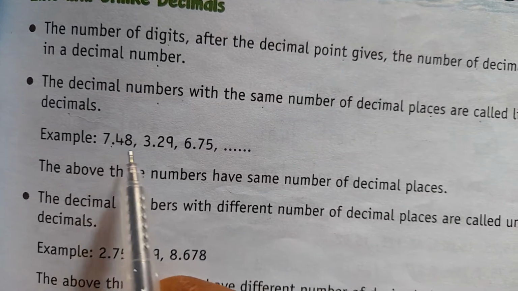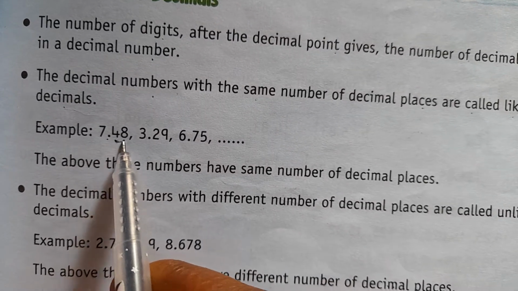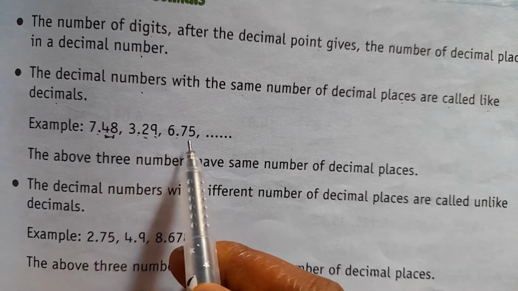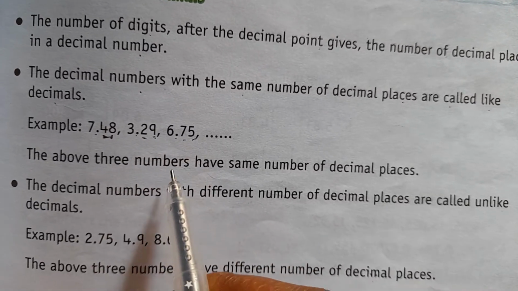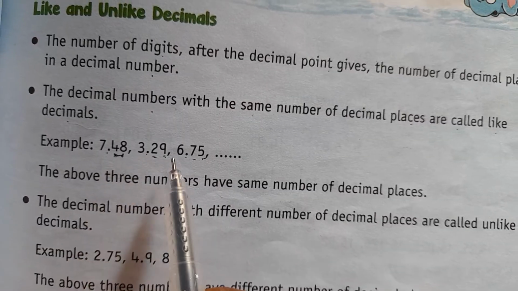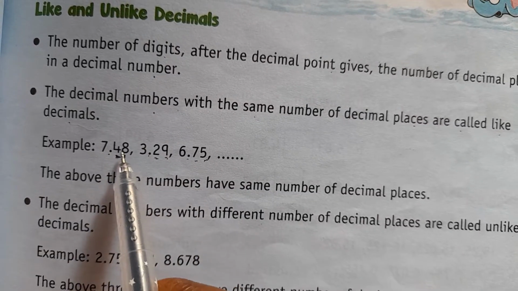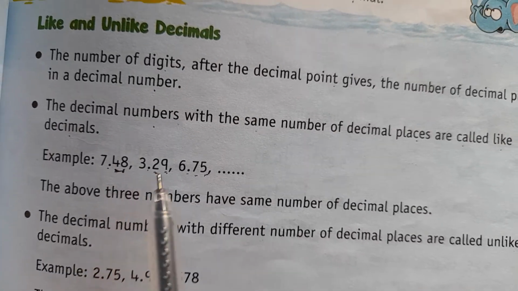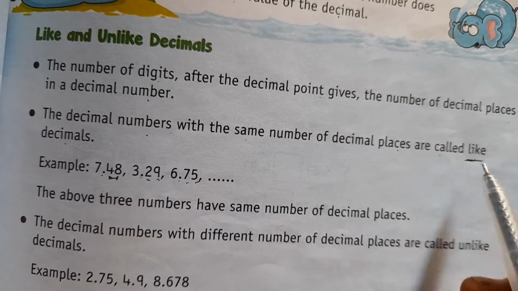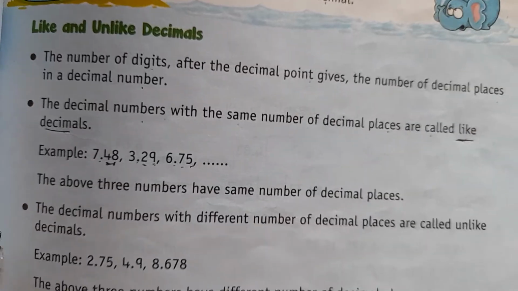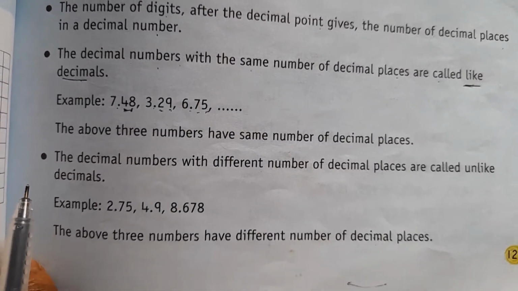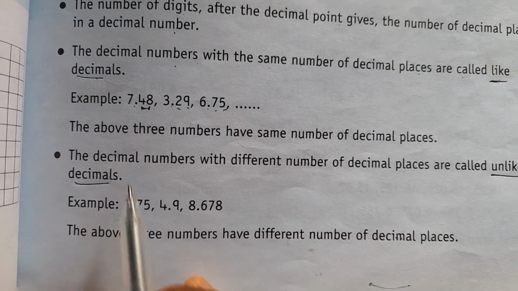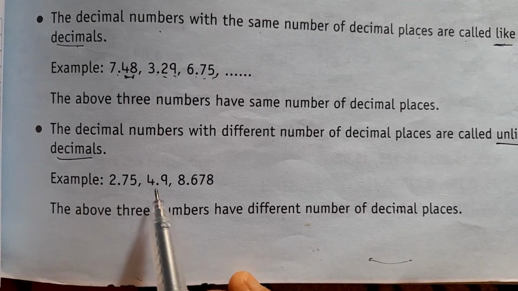Children, see, after the point we have two numbers. After the point, two numbers. After the point, two numbers. So, whatever may be the numbers, after the decimal point, two digits, two places should be there. Then only we call them like decimals. Clear?